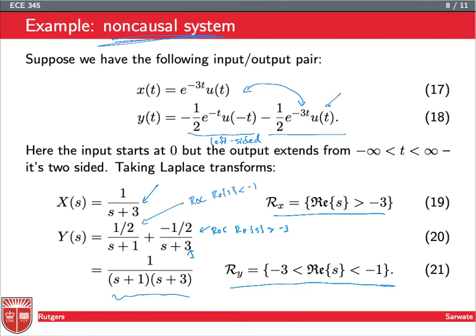And then we take the ROCs. For Ry, it is going to be the intersection of the ROCs of these two terms, right? So we get this two-sided ROC between minus 3 and minus 1. There are two poles here. So this is a two-sided y of s.